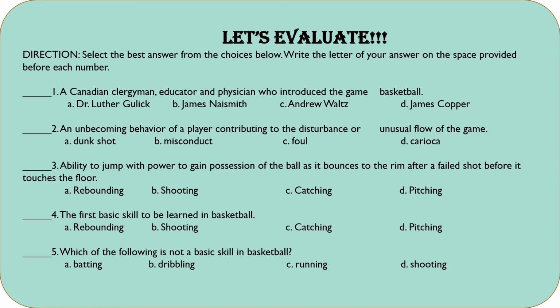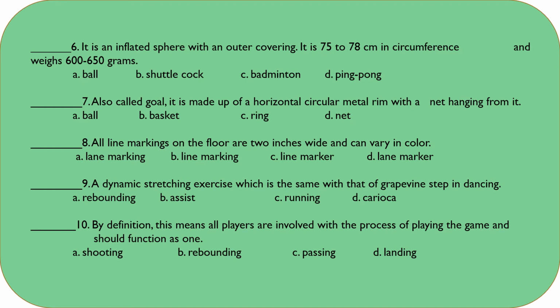For number 3, ability to jump with the power to gain possession of the ball as it bounces to the rim after a failed shot before it touches the floor. A. Rebounding, B. Shooting, C. Catching, D. Pitching. For number 4, the first basic skills to learn in basketball. A. Rebounding, B. Shooting, C. Catching, or D. Pitching. Number 5, which of the following is not a basic skills in basketball? A. Batting, B. Dribbling, C. Running, D. Shooting.